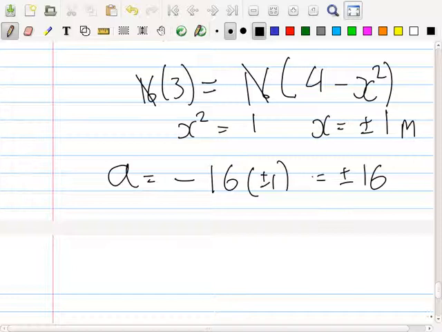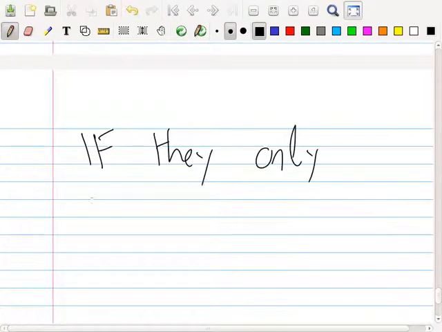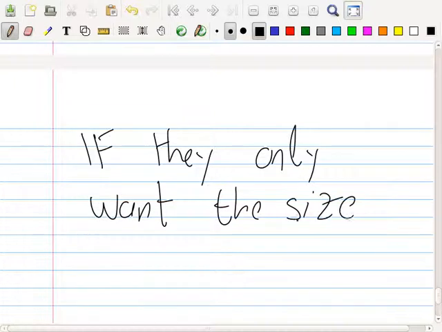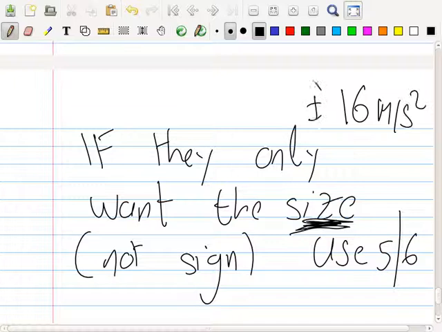What's the problem? Well, this formula is a lot quicker, yes, but it doesn't tell me the direction. So if they only want the size and not the sign, use 5 and 6. You know what I mean, Xingdong? The size here means the number. If they only want this and don't care about the sign, then you can use formulas 5 and 6. Let's say the magnitude of A. If they say what's the magnitude of A, use 5 and 6. But if they say what is the A, then they probably want the sign too.